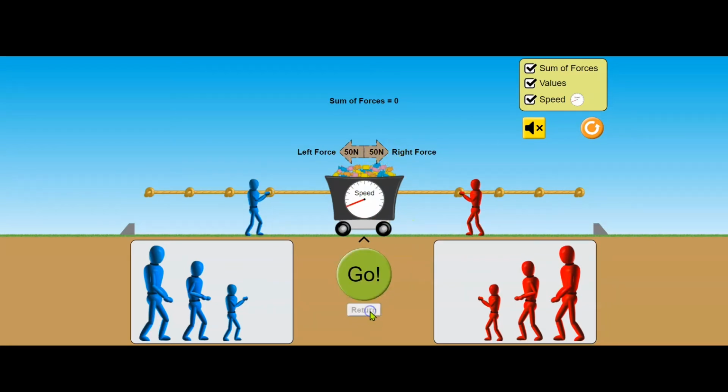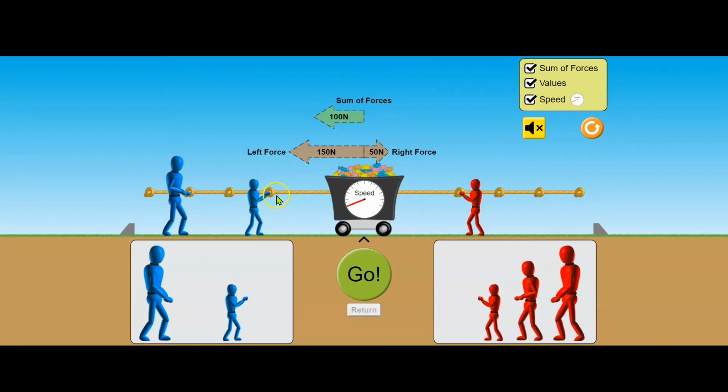So what if I unbalance it though? So let's say I put a medium-sized blue person. Now we notice that the small person is only pulling with 50 newtons. We knew that before, but now with the medium person also pulling, we notice that there's more left force than there is right force. So the difference there, if the left team is pulling with 150 newtons, the right team is pulling with 50 newtons, the difference there is obviously 100. So that would be the unbalanced force in this scenario, 100 newtons to the left.